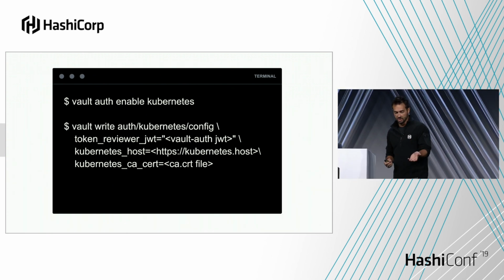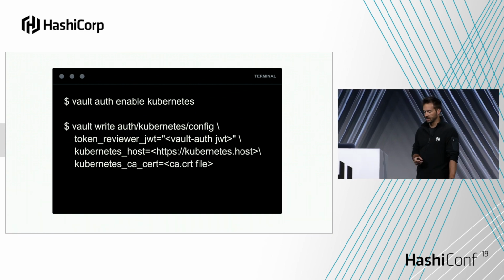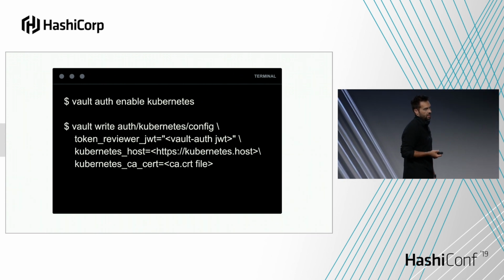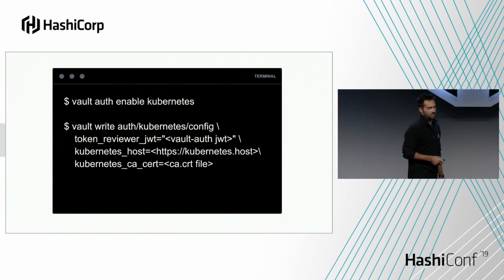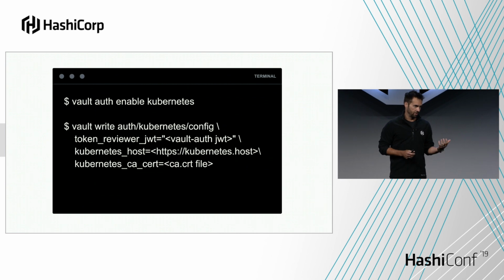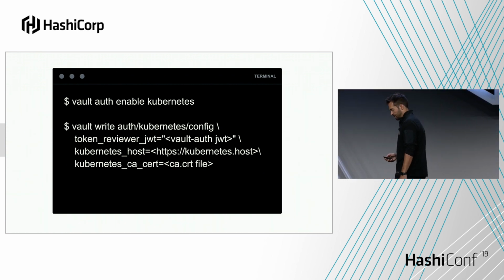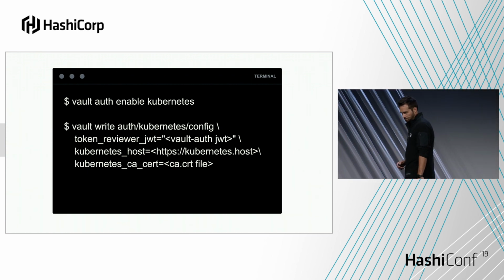We need to know the host, which, yeah, generic host. And we need to have access to a CA cert file, a certificate file that Kubernetes is using. We use that to establish the connection with the Kubernetes API and do this in a secure way. And so we store then the Vault token. So we're going to use that for future API access.